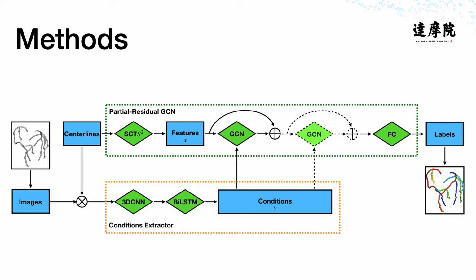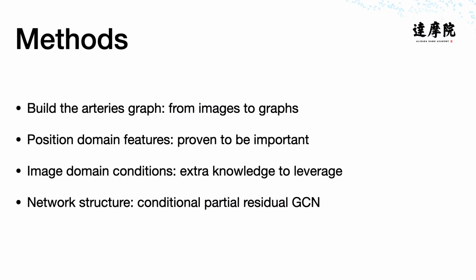The input of our model is the CCTA images and the preprocessed centerlines. The backbone of our model is the centerline positions passing through the graph convolution network. The information from the images is extracted as the extra conditions of our partial-residual GCN. There are four parts of our model: how to build the graph from the image, how to choose the position domain features, how to extract the image domain conditions, and how to build the conditional partial-residual GCN.